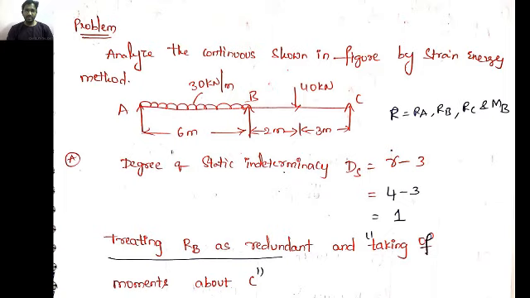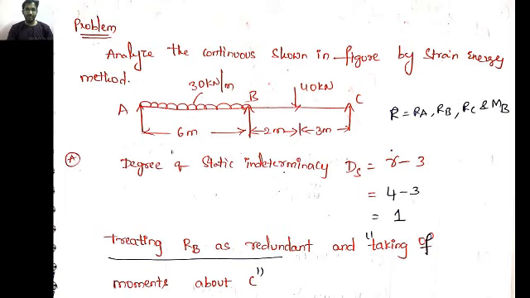We have different methods for analyzing a continuous beam, for example the slope deflection method, Clapeyron's theorem, and the moment distribution method. But here we have to analyze the continuous beam by the strain energy method. So that is the problem. Span AB is 6 meters and carries a uniformly distributed load of 30 kilonewtons per meter, and span BC carries an eccentric load of 40 kilonewtons, at 2 meters and 3 meters. Finally we have to draw the bending moment diagram.